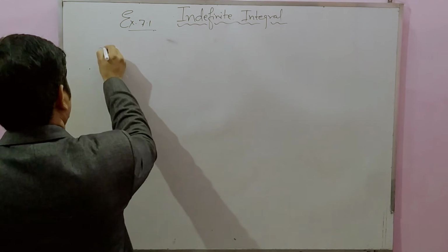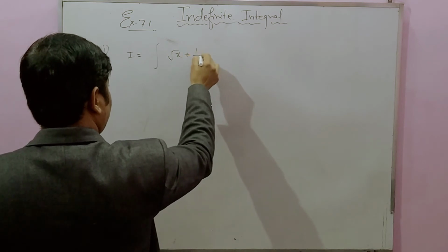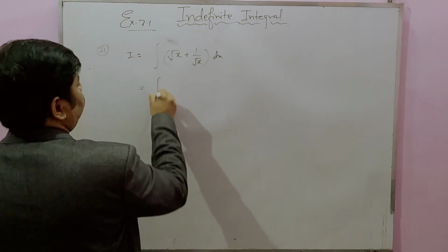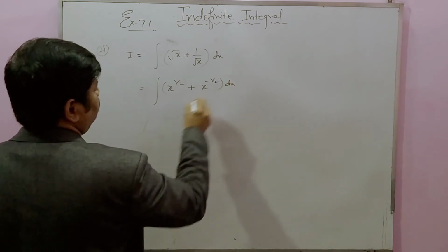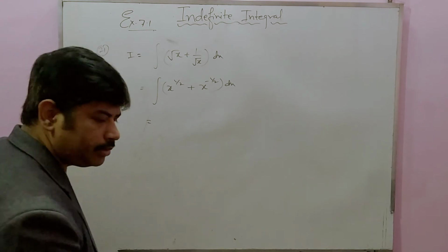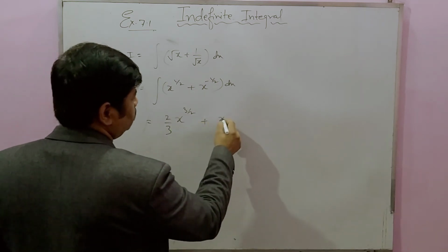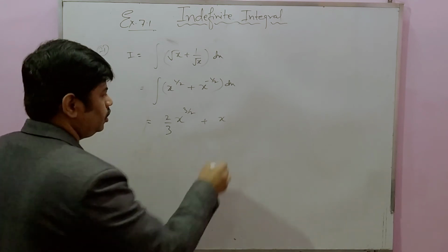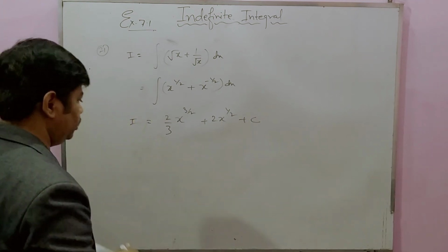So question number 21, I equals the integration of (root x plus 1 upon root x) dx. Okay, see this, can we write x to the power 1 by 2 plus x to the power minus half. The integration of this is x to the power n plus 1 upon n plus 1. Same thing here: x to the power 3 by 2 times 2 by 3, plus x to the power minus half plus 1, that is half, and it should be 2, plus c. This is your answer number 21.